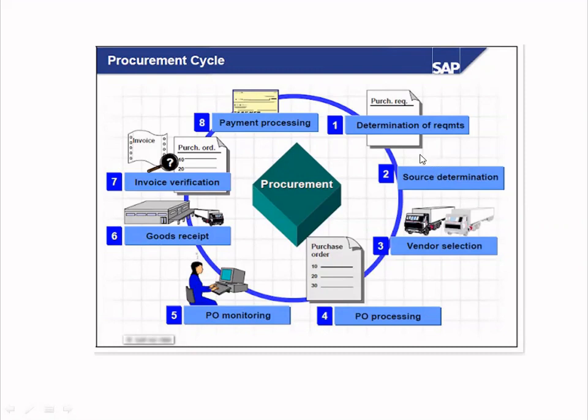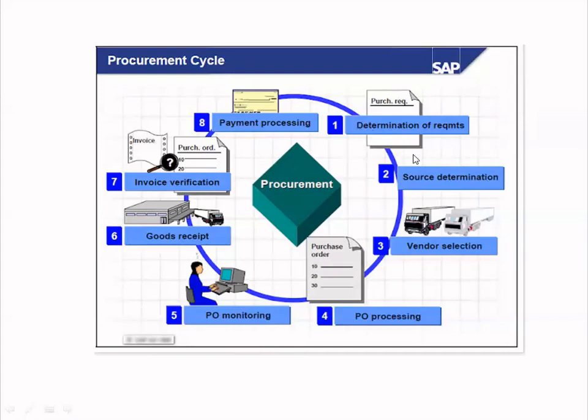Okay. In the procure to pay cycle, the following steps will be involved: determination of requirements, source determination, vendor selection, PO processing, PO monitoring, goods receipt, invoice receipt, and payment process. Okay. Determination of requirements, for example, the production department requires raw materials to produce a finished product like a car, which is nothing but determination of requirements.